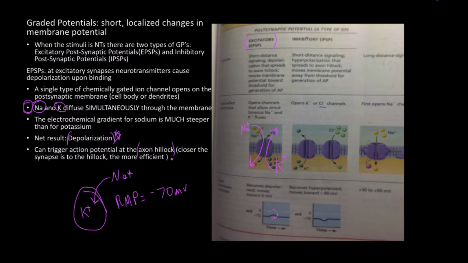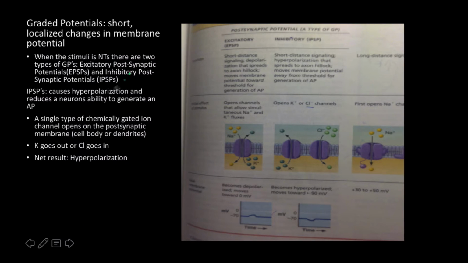Now, the closer your synapse is to the axon hillock, the more efficient it's going to be. And when I say more efficient, I mean it's going to take fewer neurotransmitters, just by number, to bind there to initiate that action potential. Now, not all graded potentials are excitatory. Some graded potentials can be inhibitory, okay?